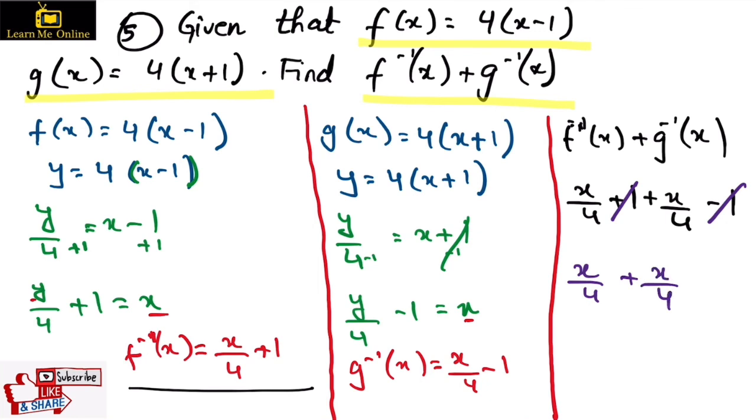Adding the two same things together, so x over 4 plus x over 4. 4 is the common denominator. You're having x and x on the top. So it would be 2x over 4. And the simplification of that would be just x over 2.